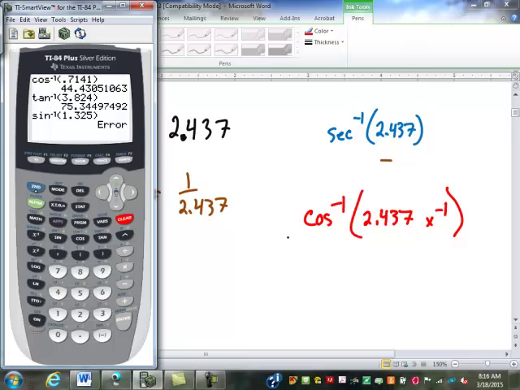So on my calculator, I'm going to do second, cosine for inverse cosine, 2.437. Before I close those parentheses, I've got to hit the x negative 1 key. Then I'm going to close the parentheses and hit equals. 65.77 degrees.